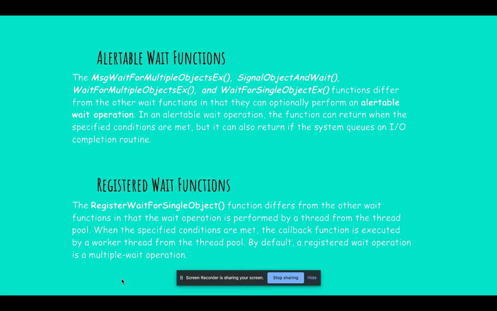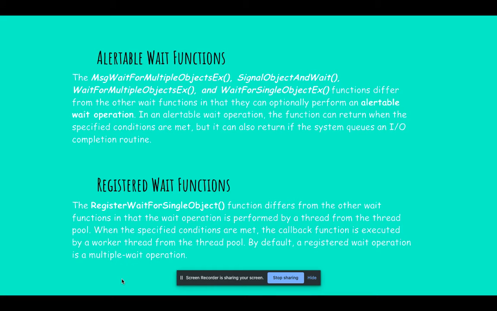Alertable functions. MsgWaitForMultipleObjectsEx and other functions like it differ from the other wait functions in that they can optionally perform an alertable wait operation. In an alertable wait operation, the function can return when the specified conditions are met, but it can also return if the system queues an I/O completion routine.